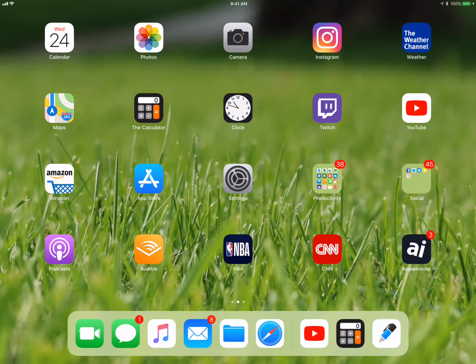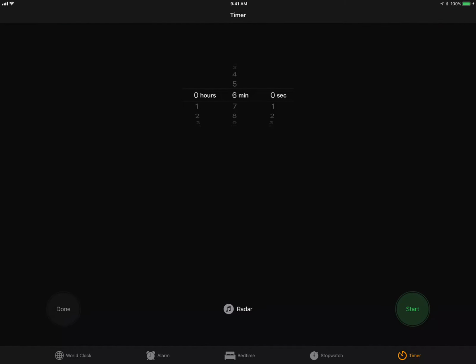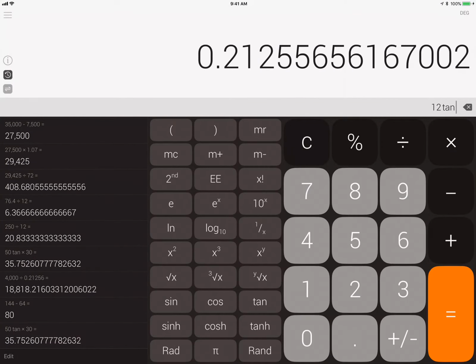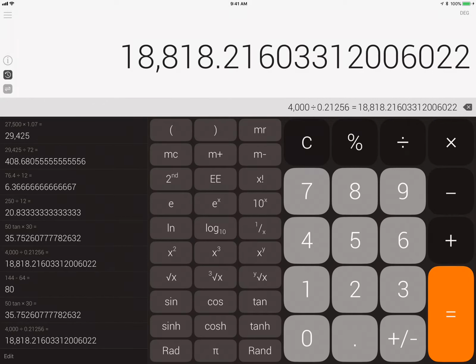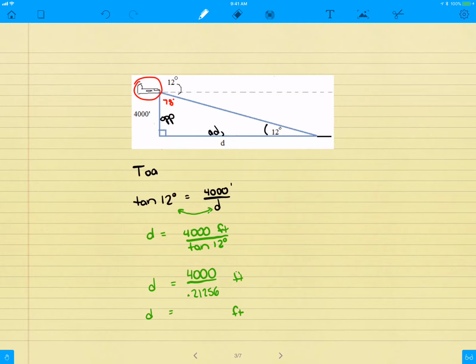So just to prove my point, let's go back to the calculator. 4,000 divided by 0.21256 is 18,818 feet. That's quite a long ways. And again, I was expecting a very large number, and that definitely makes sense to me. So my number here is 18,818 feet, and there's some change after it.